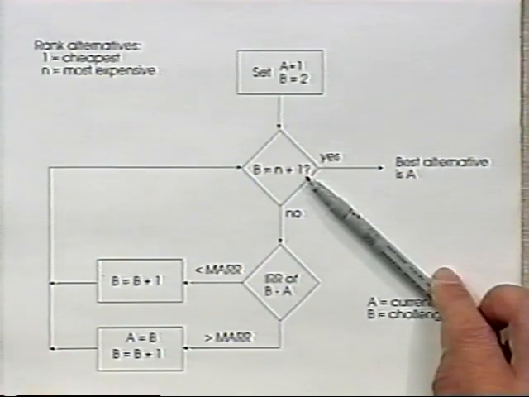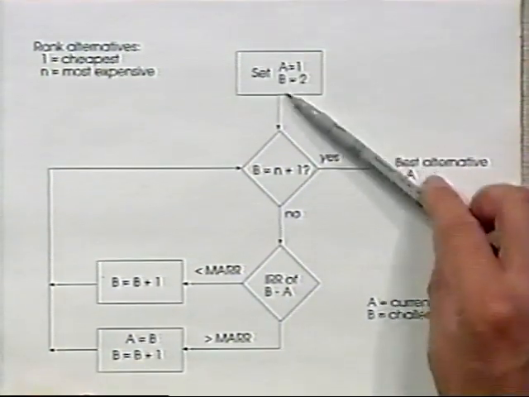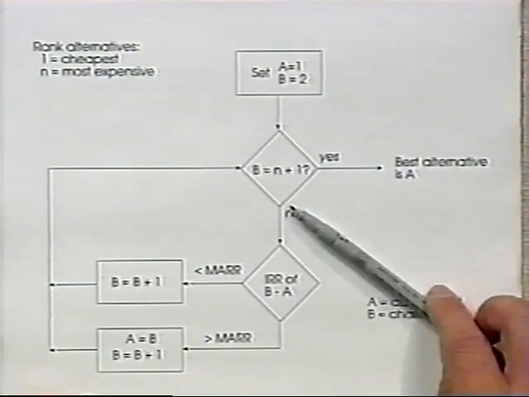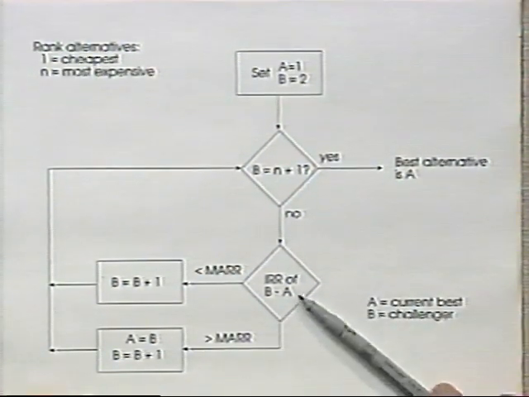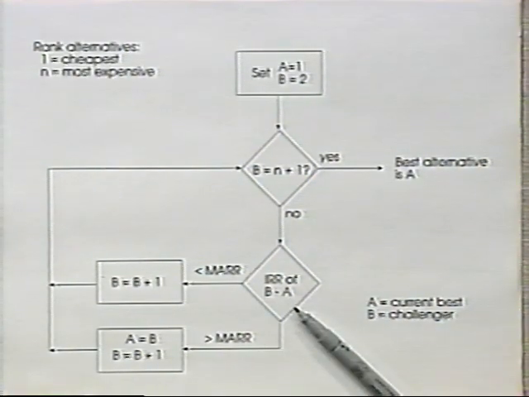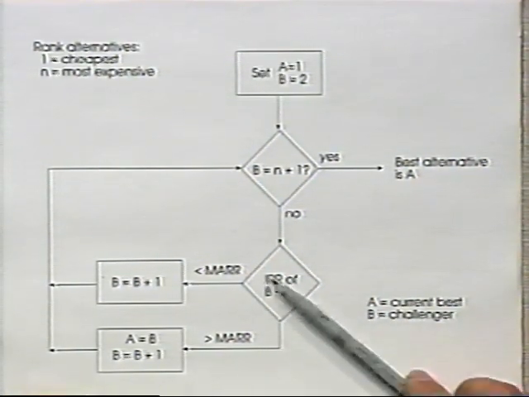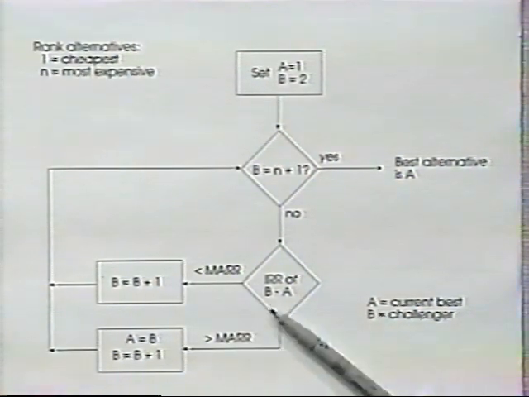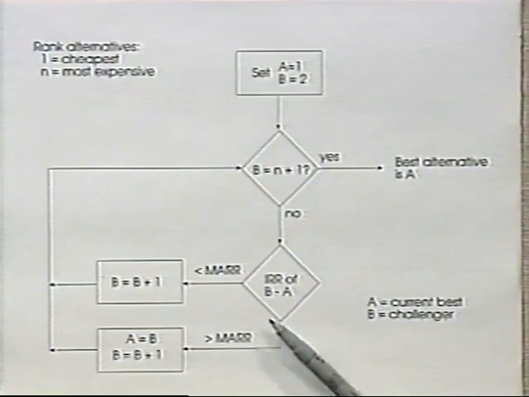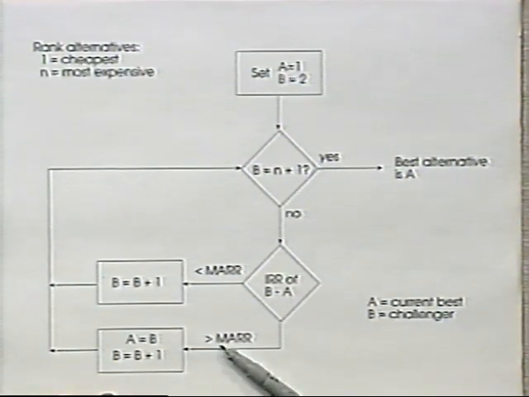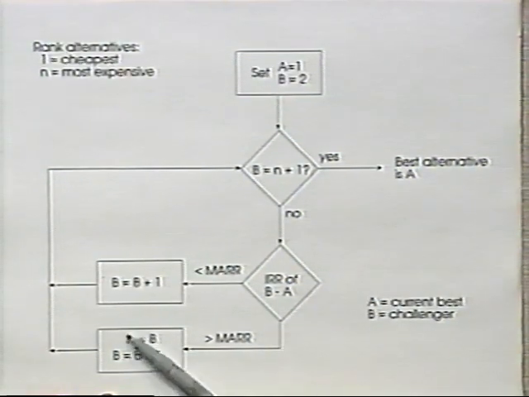N plus 1 in a 2 alternative case would be 3. So the first time through, since B is 2, we definitely do not exceed N. So what we then do is look at the internal rate of return of the difference between A and B. If that internal rate of return exceeds the MAR, that means B becomes our new best alternative. That's what this expression here means. This is a computer-like expression. We're not saying that A is equal to B. We're setting the value of A to the former value of B. So if that internal rate of return exceeds the MAR, that means that B is now the best alternative. And that's why A takes on the former value of B, and B moves up.